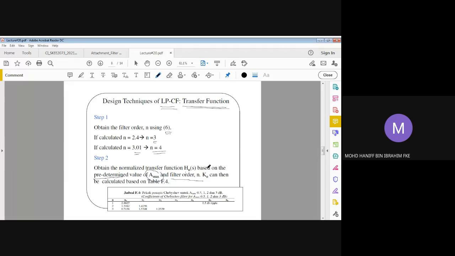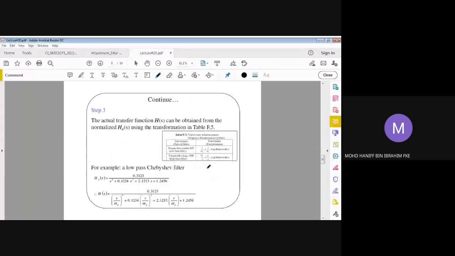Okay then, so that should be the second step, which is calculating the normalized transfer function. So finally, you need to calculate the actual transfer function, which is the H(s). The H(s) can be calculated based on the H_N(s) obtained just now, using this transformation table F5. So we have a look, we have come across this table F5 previously when we learned about the Butterworth filter.